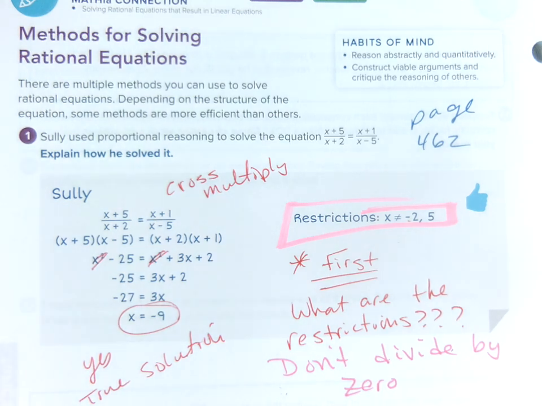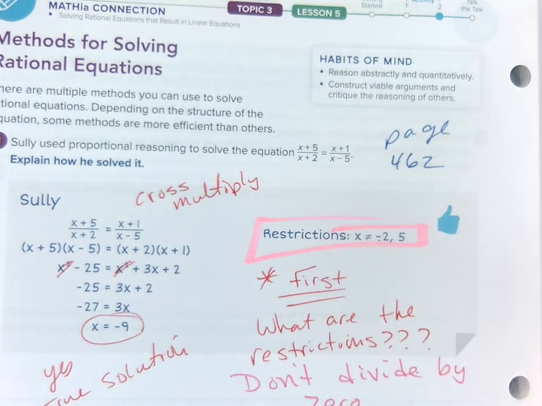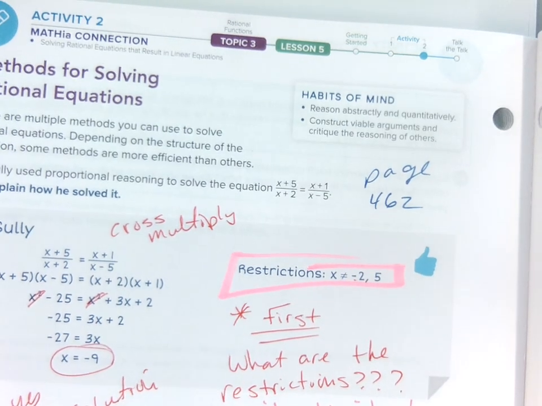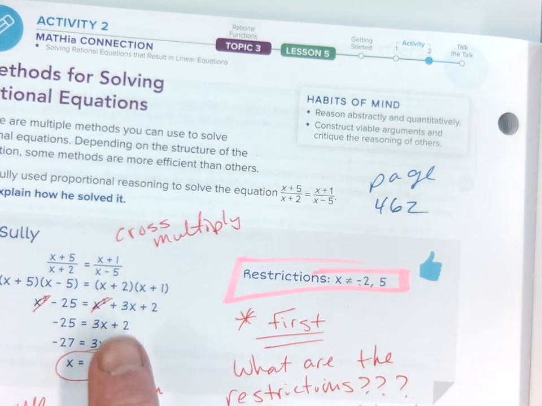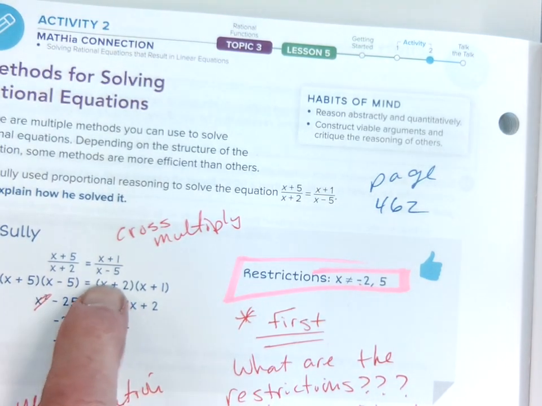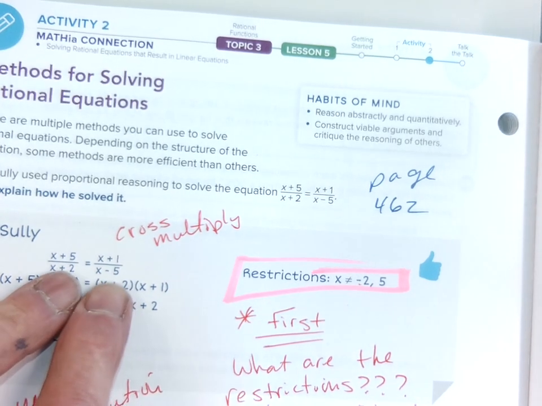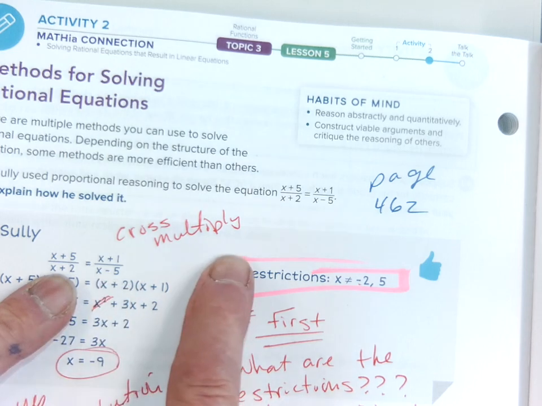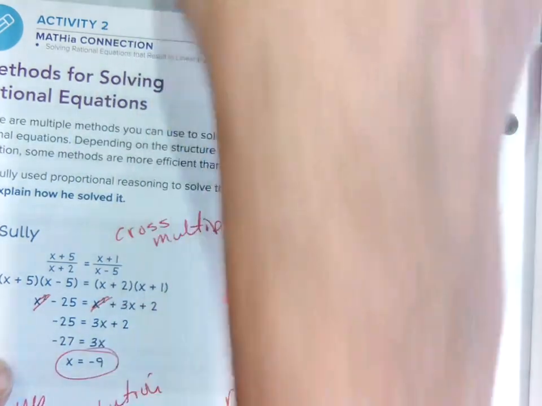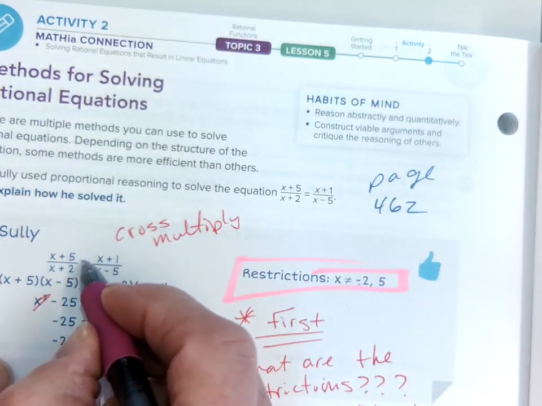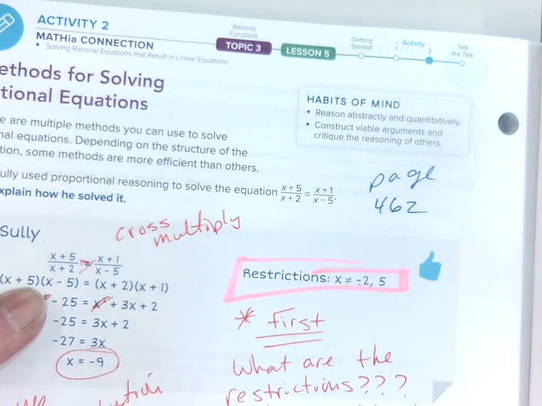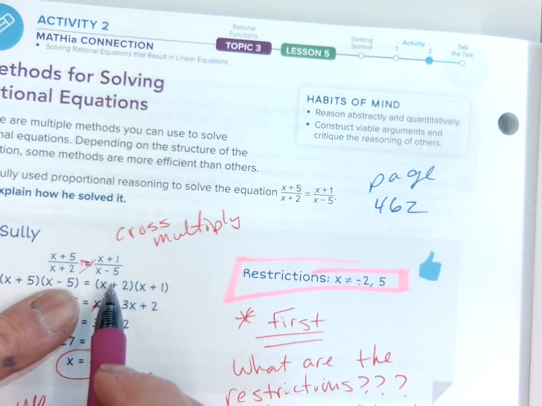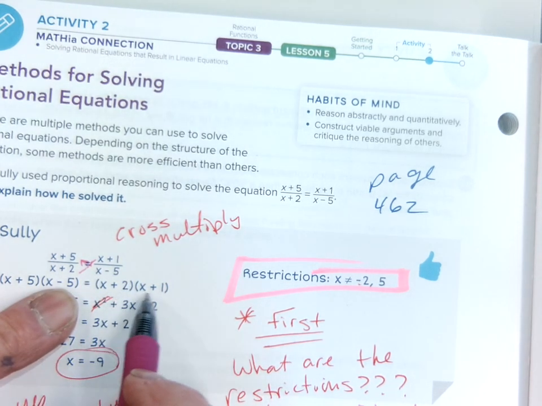Okay, guys, let's do a little recap of the lesson. So today we're talking about solving rational equations. So it's a fraction equal to a fraction. Anytime you have a fraction equal to a fraction, you can cross multiply. So we did that. We cross multiplied this to this and this to this, which gave us an x plus 5 times an x plus 5 equals my x plus 2 times my x plus 1.